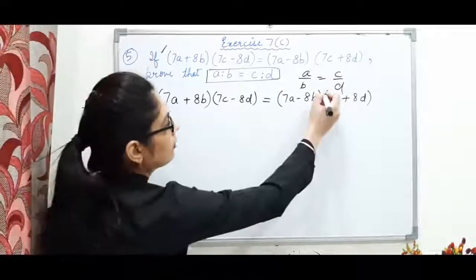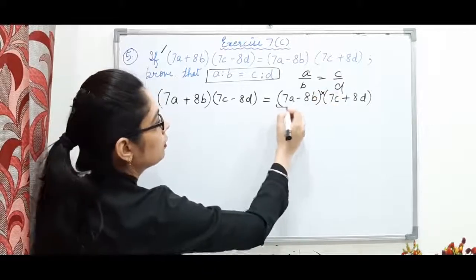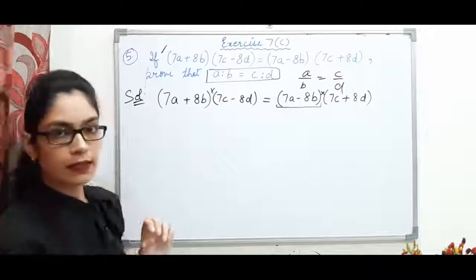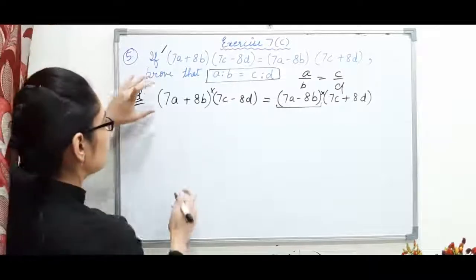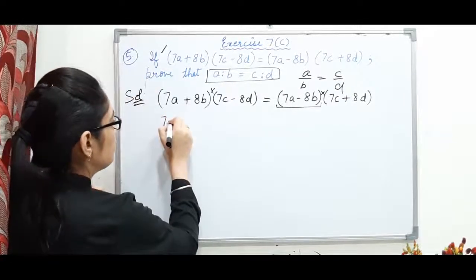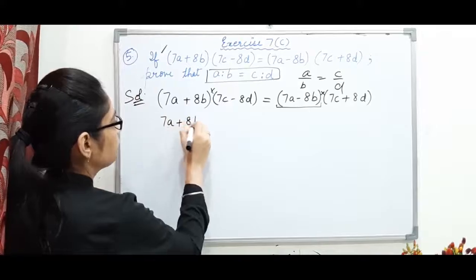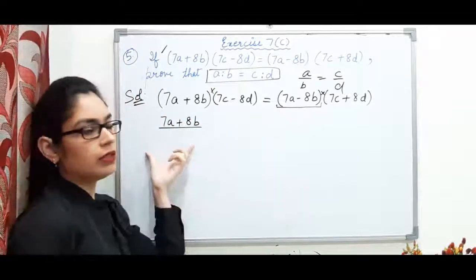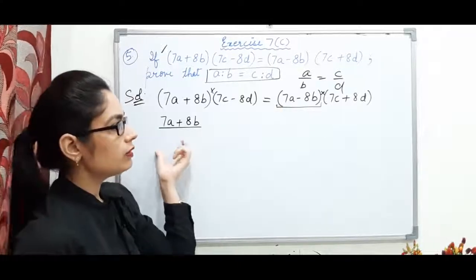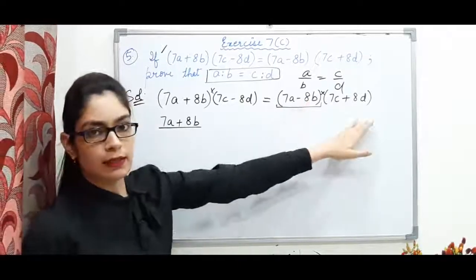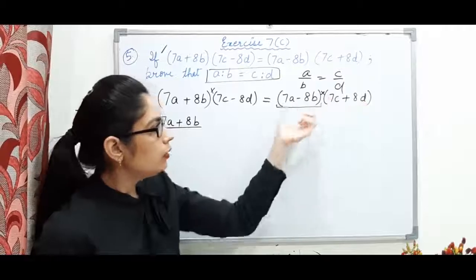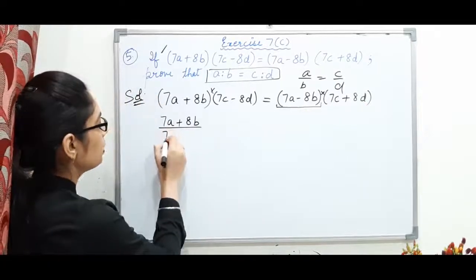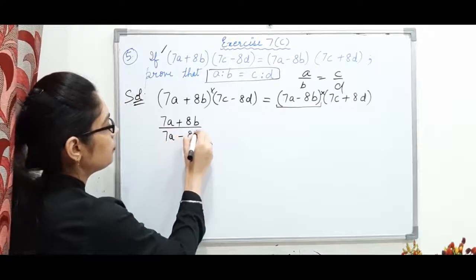See here, this expression I will shift to this side. Both of these expressions are getting multiplied with each other. So this I will keep on this side, 7a + 8b. Now this side, because this expression is the same as this one, I have to shift it to this side. It is getting multiplied with this one, so when I change its side, it will get divided. So it will come here, 7a - 8b.